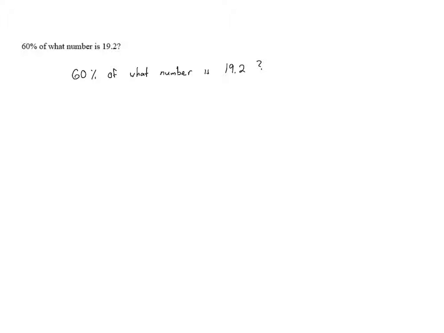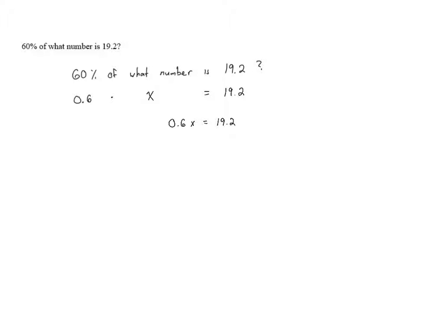So 60% as a decimal is 0.6. Of denotes multiplication. What number? This is the unknown. We don't know what the number is, so we'll let x represent it. The word is still means equals. And then we have 19.2 at the end. So writing this all a little bit more condensed, this gives us 0.6x equals 19.2.